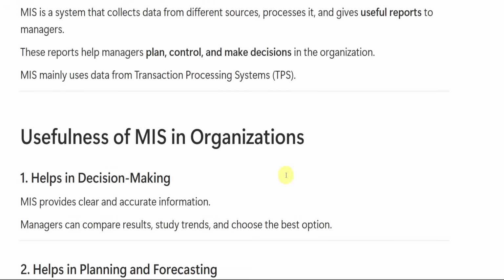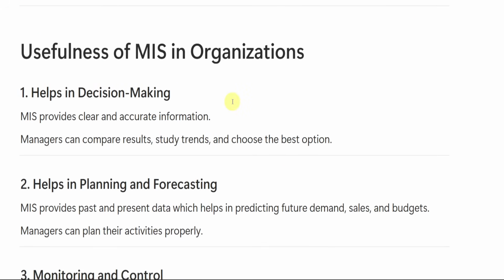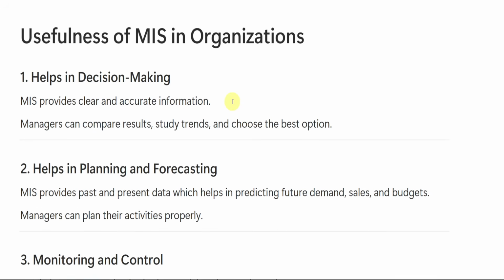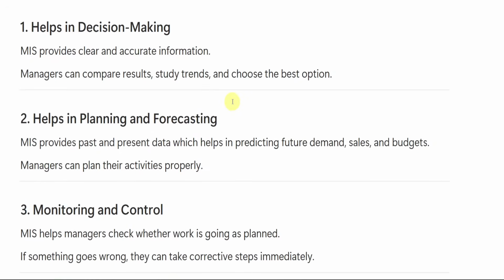So why is it important? Because it helps in decision making, students. The first and foremost need of MIS is help in decision making. It will give clear and accurate information through reports. Managers will use this information to make the correct decisions, we can say. Example, if a manager checks the monthly sales report, he or she will decide which product to promote, which product to reduce, or which area needs more marketing. So MIS supports better decisions, we can say.